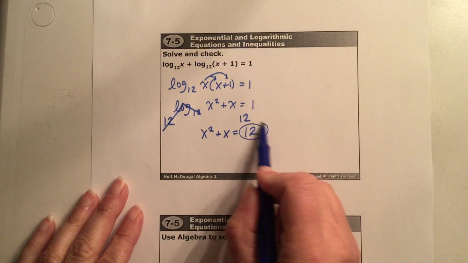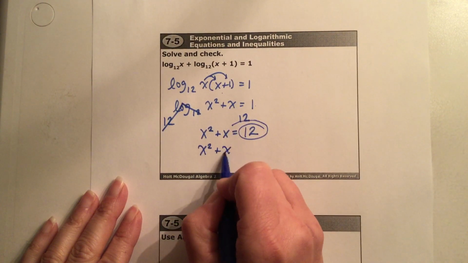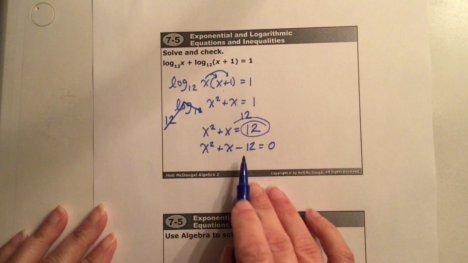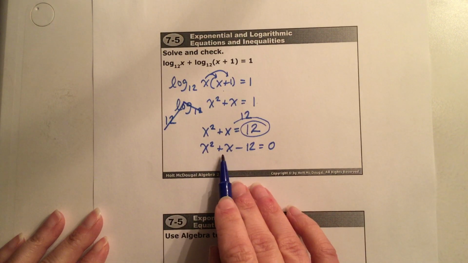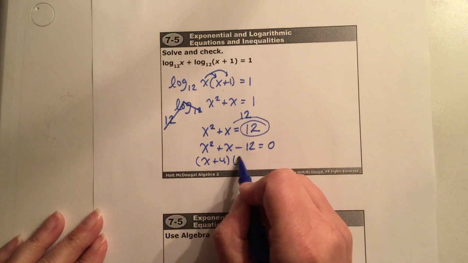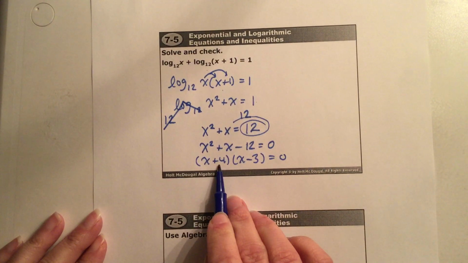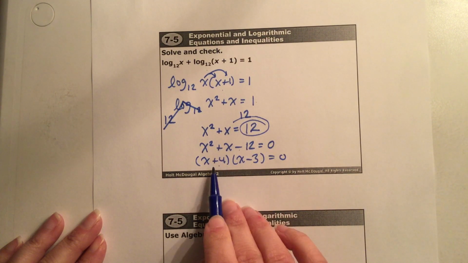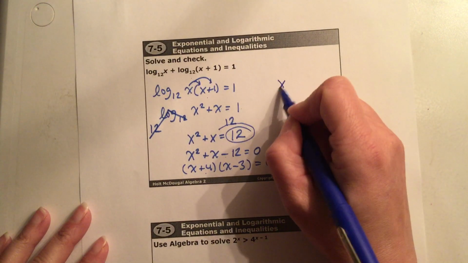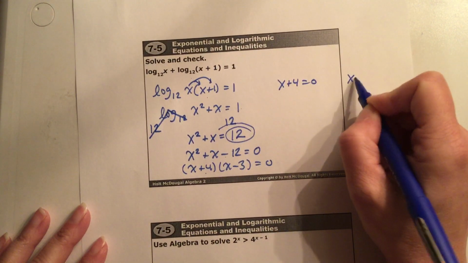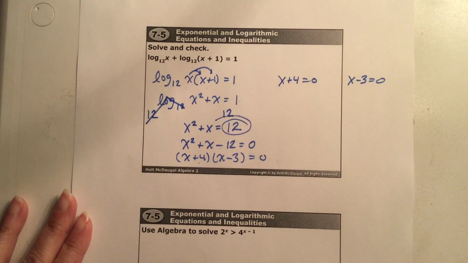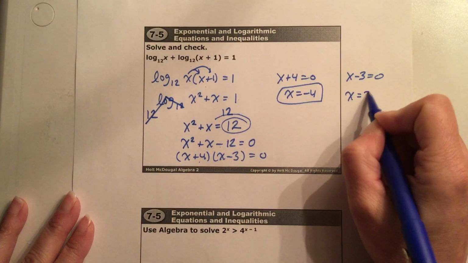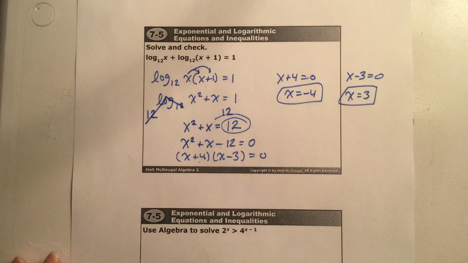So I'm going to go ahead and take this 12 and minus it over. So x squared plus x minus 12 equals 0. Now I can factor it. 2 numbers that multiply to negative 12 but add to 1. Well, that's going to be positive 4 and negative 3, because positive 4 times negative 3 is negative 12. 4 minus 3 is 1. To find your solutions, you take each factor separately and set it equal to 0. So x plus 4 equals 0, x minus 3 equals 0. Now you solve for x. So if I minus 4, x would equal a negative 4. If I add a 3, x would equal a 3.